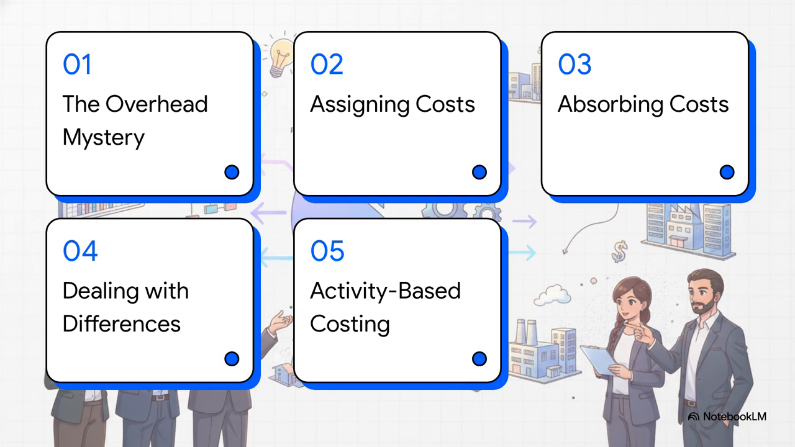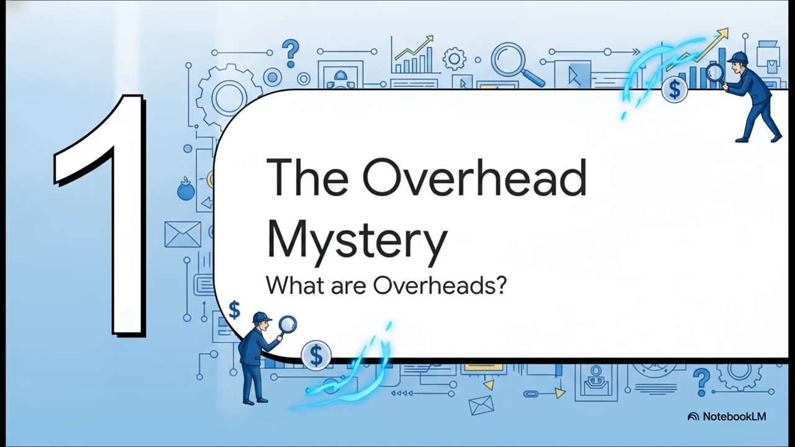Here's our structured roadmap for the investigation today. First, the overhead cost mystery. Second, assigning costs to centers. Third, absorbing costs into products. Fourth, dealing with the differences. And finally, activity-based costing.